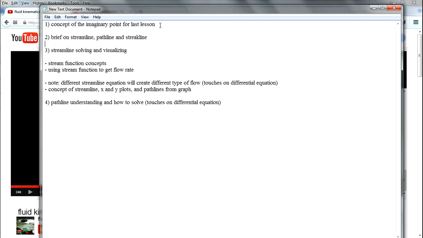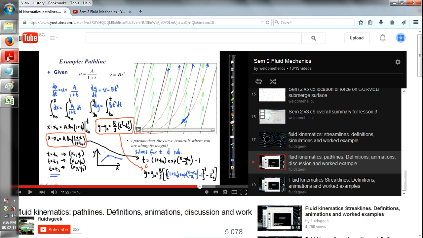The purpose of this video is actually to talk about the concept of the imaginary point from the last lesson, and then to give you a concept of streamline and pathline. After that, we'll talk in depth about streamline and pathline. So without further ado, we shall start.